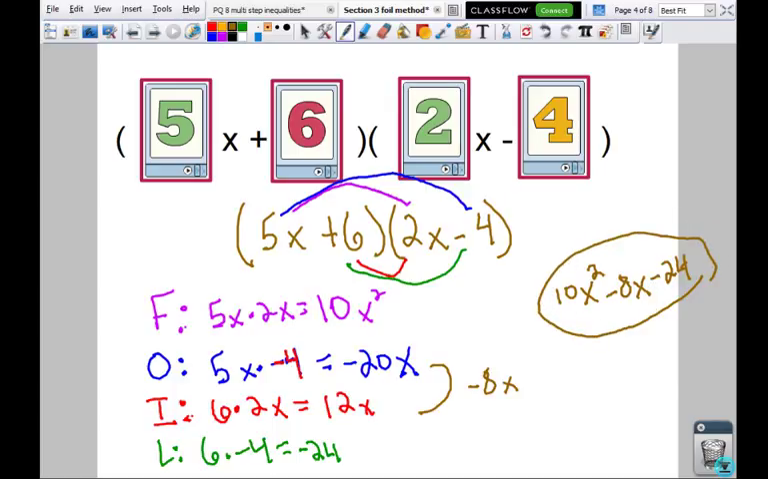That's my final answer: 10x squared minus 8x minus 24. We're going to do at least one more together, then you guys are going to try one.